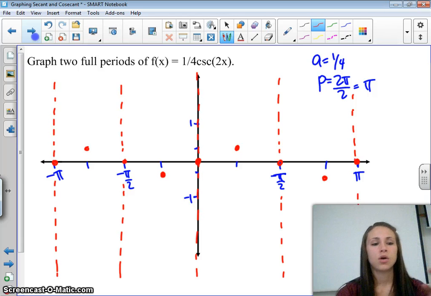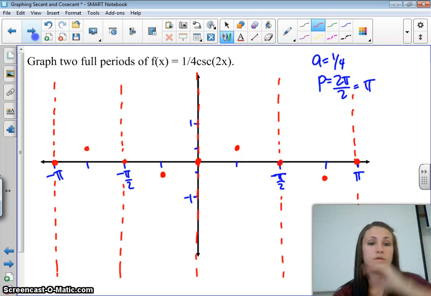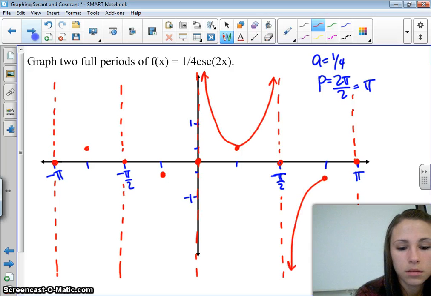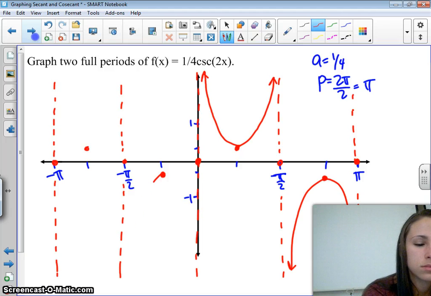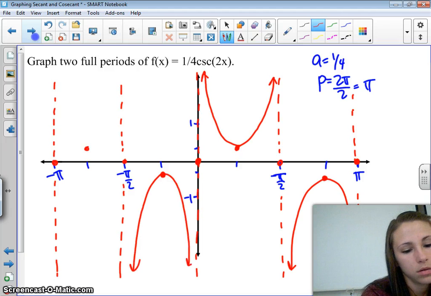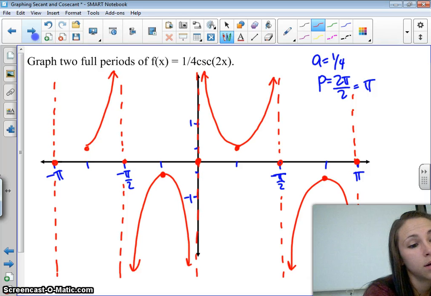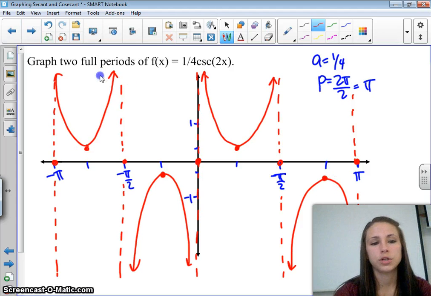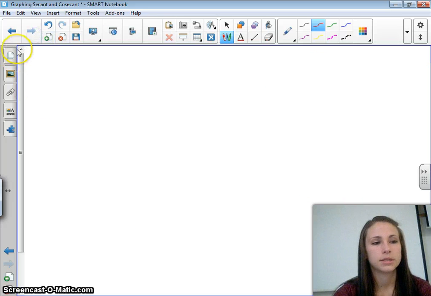And so then, wherever there's a max, I'm going to have an up lobster claw. Whenever there's a min, I'm going to have a down lobster claw. So I'm going to go lobster claw it. Here we go. And boom, boom. Down, down. Probably could have gotten a little closer to that asymptote there. And there you go. So those are your 2 full periods of cosecant. And that's all.